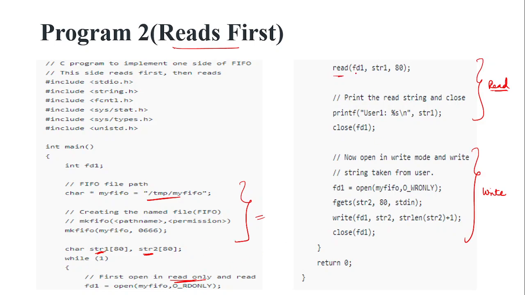I read the string str1, which has a maximum of 80 characters, and I print it on the console. Now I will write the content into the file. Again I will open the mkfifo file. What I should write, I will get from the standard input. I am writing it and I am closing the file descriptor. So this is the implementation of both IPC communication with the help of the named pipe.